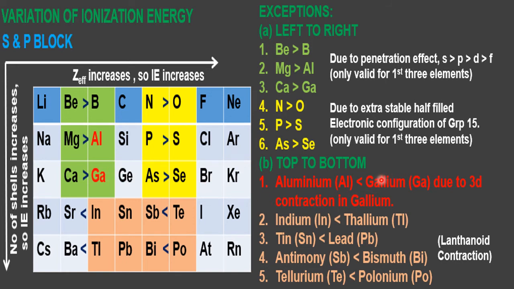This is purely because of the 3d entry. In the same way, you see indium, thallium, and tin, lead, antimony, bismuth, tellurium, polonium, in all this area, the 3d entry is there. If you go further down, the f entry is there. F has diffuse lobes, many diffuse lobes. They can't properly cover the outer electrons. When the outer electrons are not covered properly, again the pulling is more.